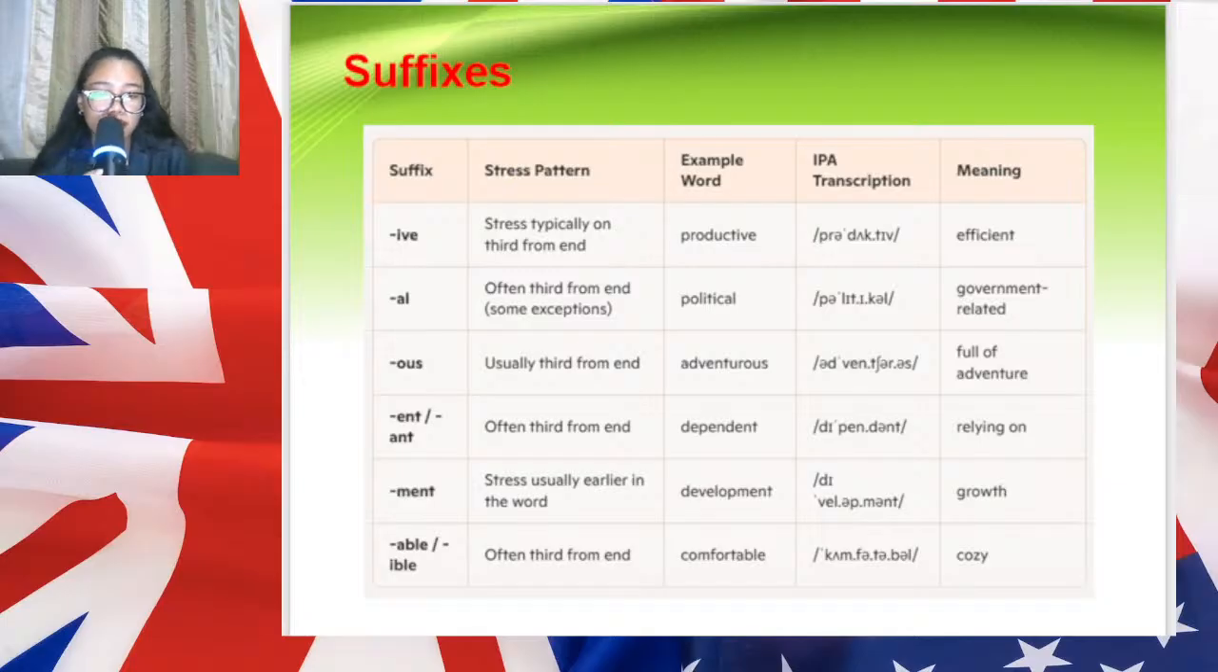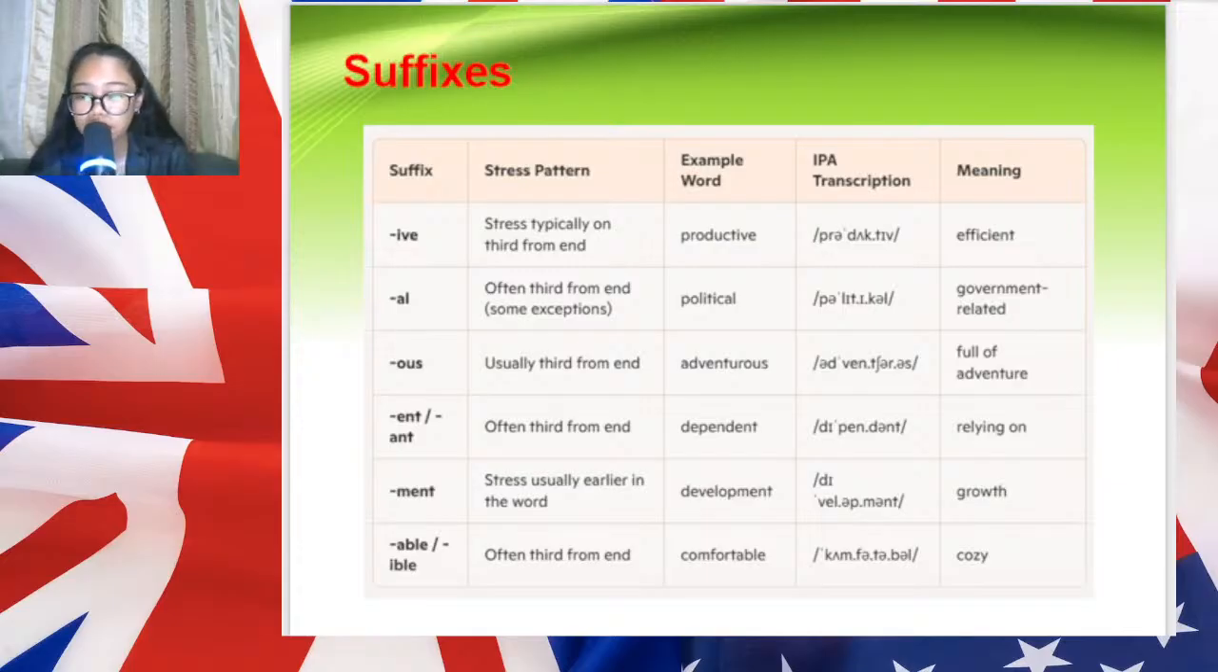Dependent. So we stress on the pen. Words ending in -ment tend to keep the stress farther forward in the word. So in development, we stress vel. It's far away from the suffix itself, which is -ment. This is important because learners often guess that long words need stress near the end. But -ment is low and quiet, so it lets the main part of the word carry the stress earlier on. Another example is argument, management, improvement, all those words.